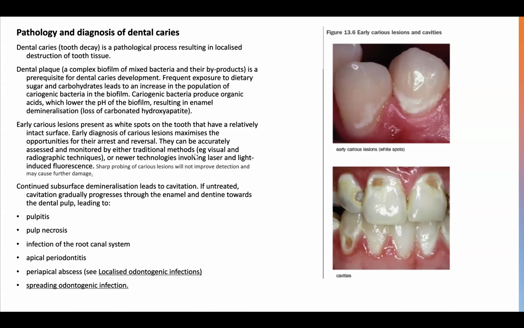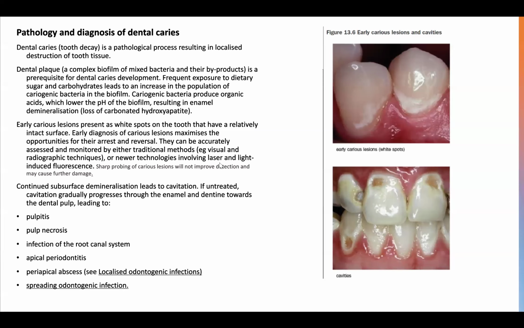How do you diagnose it? Of course, radiographs and visual techniques. You use magnification, dry the teeth, or even sometimes light-induced fluorescence. Not every clinic will be following the most advanced techniques, but the basic ones are these. Never ever probe your incipient lesions. Sharp probing of carious lesions will not improve detection, they cause further damage to the tooth.